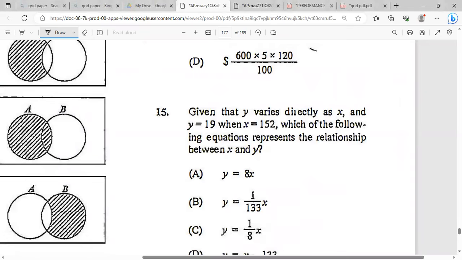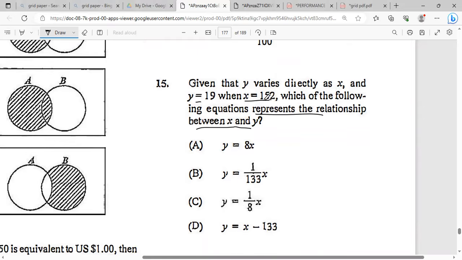Question 15 says, given that y varies directly with x, and y is 19 when x is 152, which of the following equations represents the relationship between x and y? They want you to find y in terms of x. Basically, the constant is 152 over 19, which I think works out to 8. So that means it has to be this one. In order to find y, we have to do 1 over 8, because y is a smaller value.